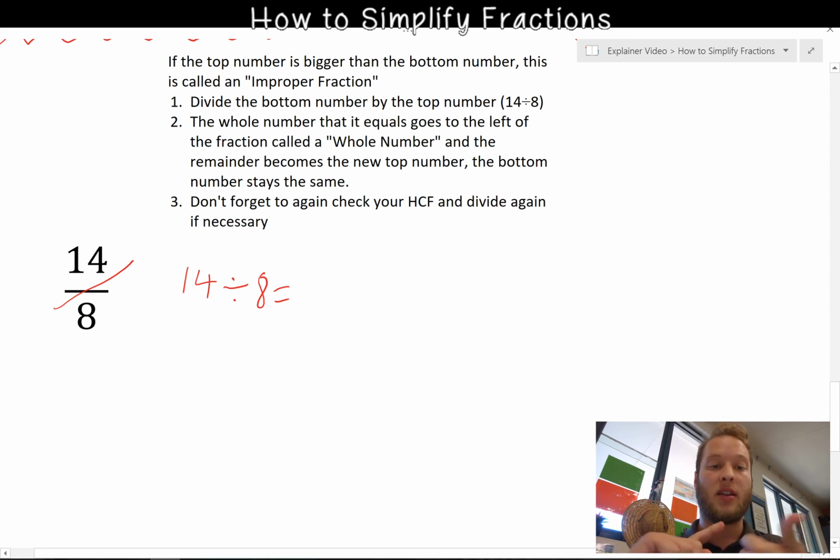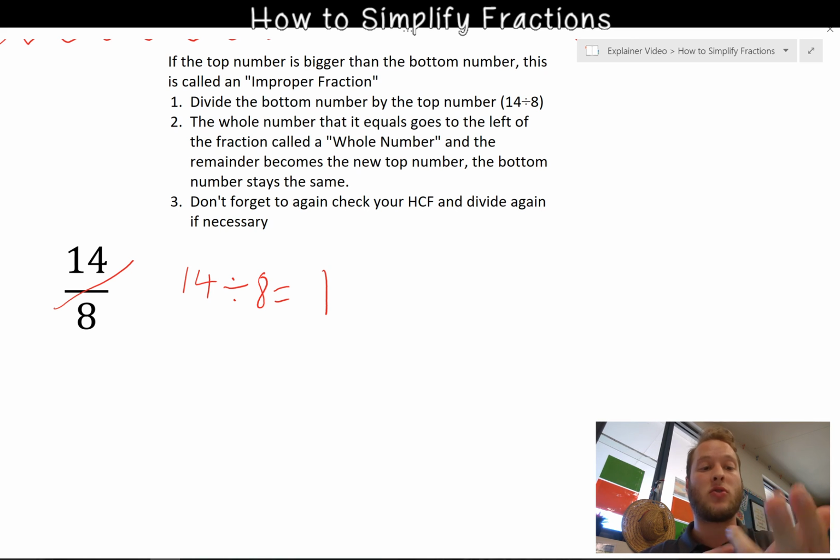Or I can count by 8, so 8. And if I go again, it's 16, so it's too far. So I'm just going to go 8, which is once. And then I see how much remainder I have till I get to 14 again. So if I counted by 8, I'm going to count by ones and see how much I have to go to get to 14. So I'm on 8, 9, 10, 11, 12, 13, 14.